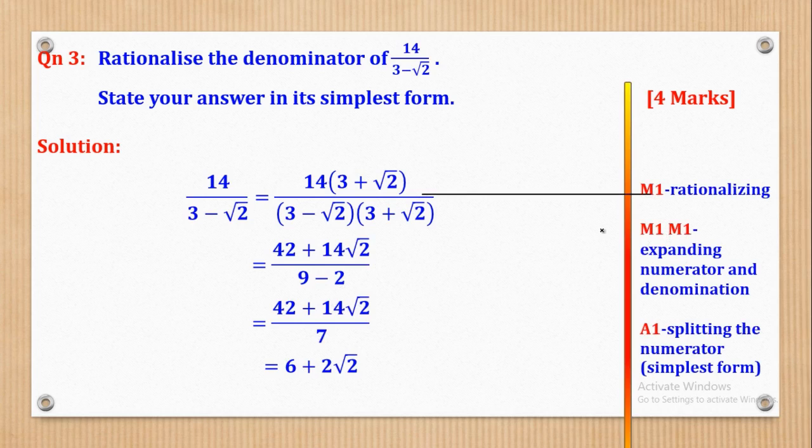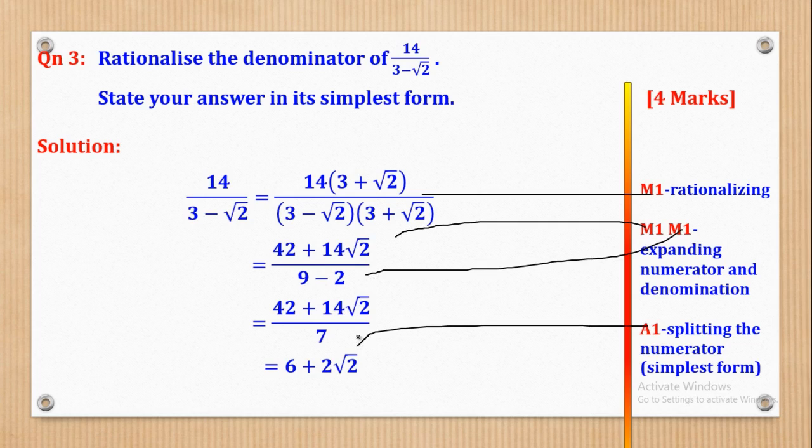So M1 for rationalizing, M1 for expanding the numerator, and then another M1 for expanding the denominator, and A1 for splitting the numerator.